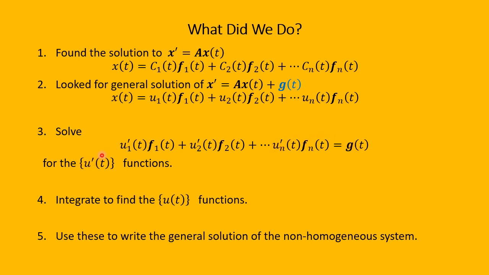Solve those for the u prime functions that you see up here. We integrated that to find the u of t functions that were up here. And once we knew what the u of t's were, u sub 1 of t, u sub 2 of t, through u sub n of t, we were then able to use these to write the general solution of the non-homogeneous problem using this formula for it right here.